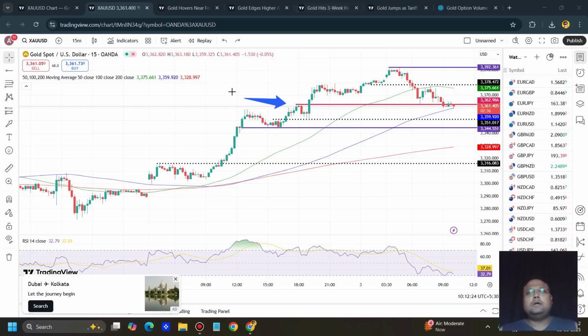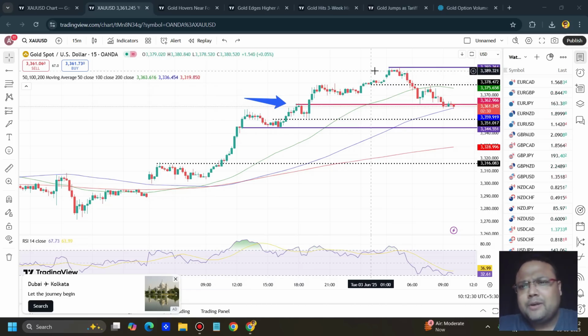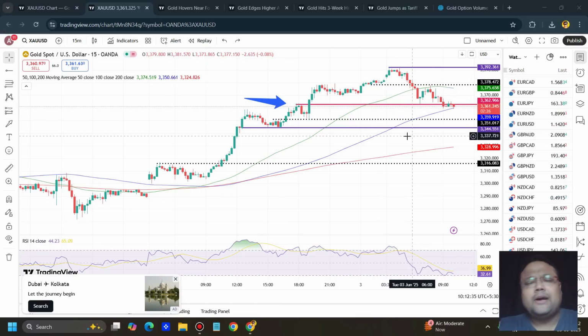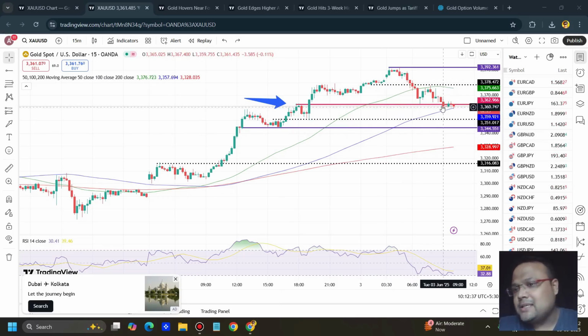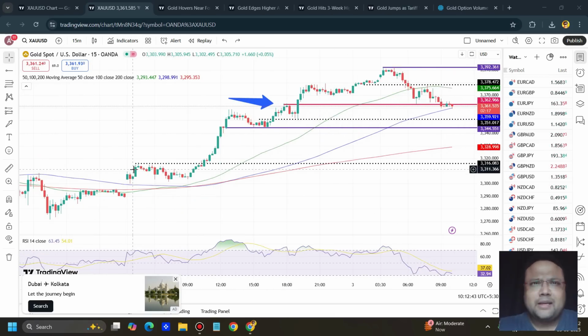So let's get started. And my dear friends, gold has shown crazy upside on Monday. After making a high of 3392, we can see that gold has come for retracement and right now is trading around the 3360 area. This is the 15 minutes chart of gold in front of us, and we can see that the market is obviously very much bullish.